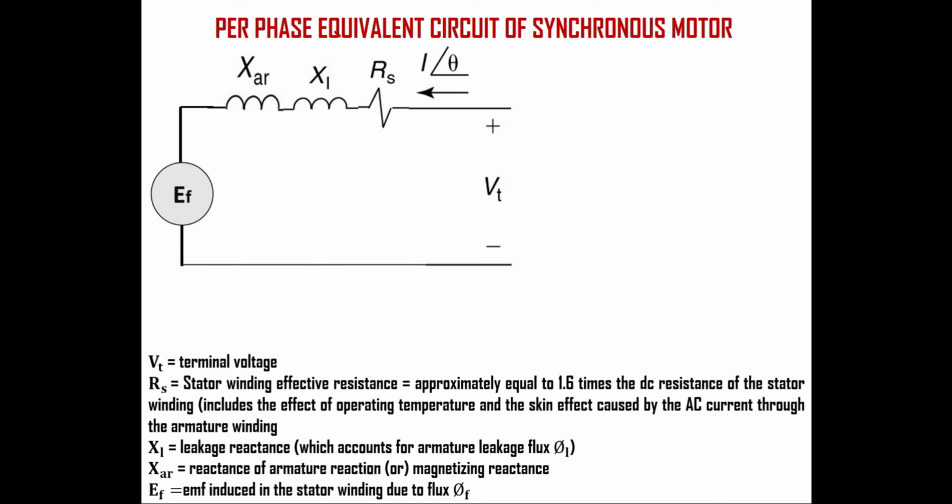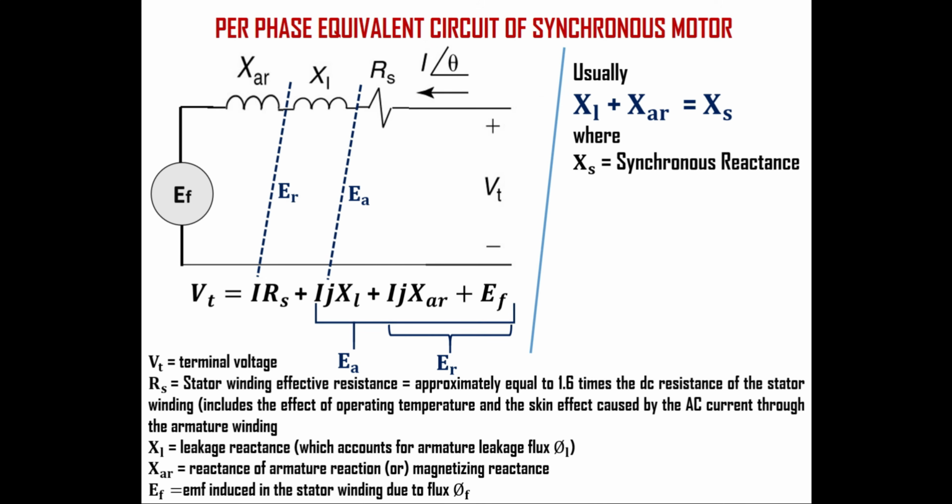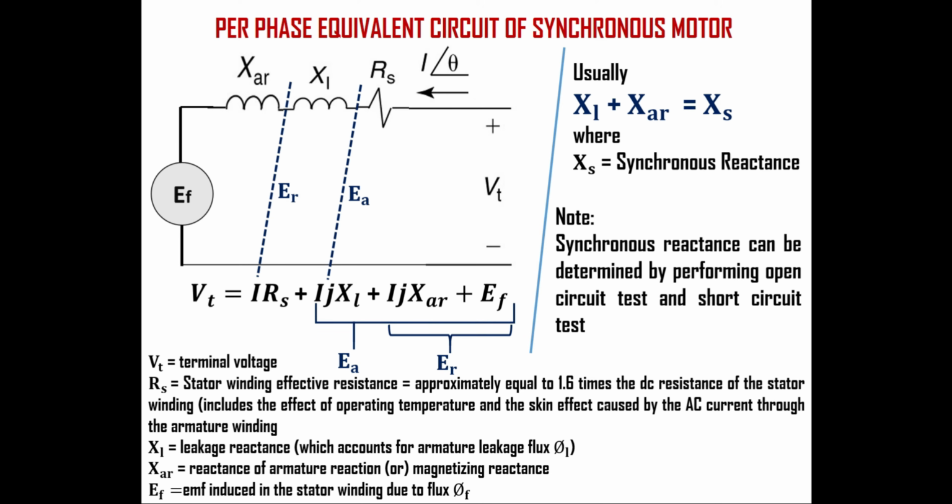If we write the KVL equation for the circuit, then Vt is equal to I into Rs plus I into jXL plus I into jXAR plus EF, where I into jXAR plus EF is equal to ER and I into jXL plus I into jXAR plus EF is equal to EA. Usually, XL plus XAR will be represented as XS, where XS is called synchronous reactance. This synchronous reactance can be determined by performing two tests, namely open circuit test and short circuit test.